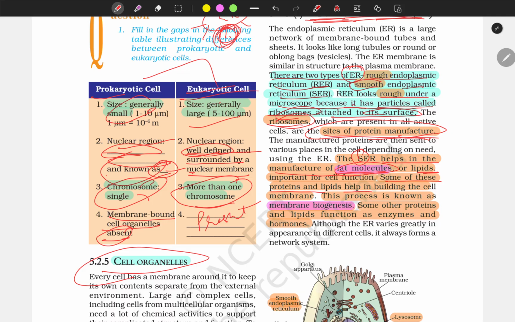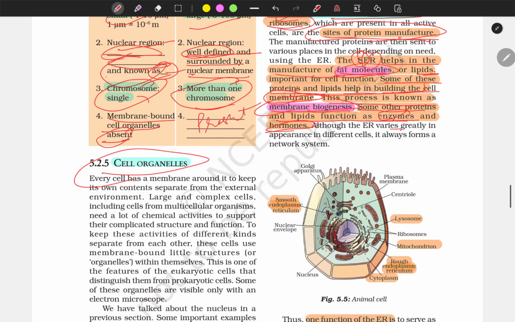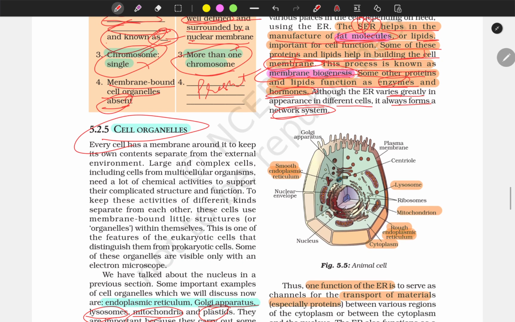Some of these proteins and lipids help in building the membrane. Even the cell membrane is made up of these ER organelles. This process is called membrane biogenesis. So, as membrane is being made through membrane biogenesis, some other proteins and lipids function as enzymes and hormones. Although ER varies greatly in appearance in the cell, it always forms a network system.